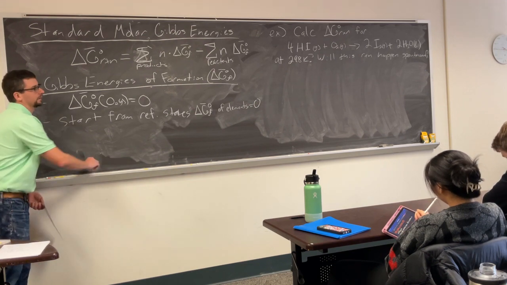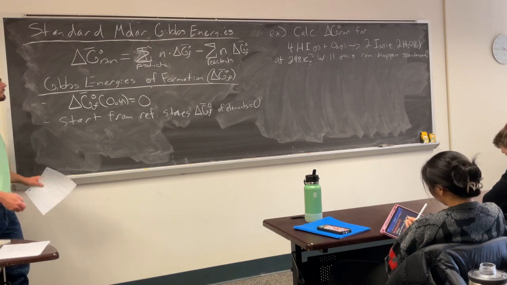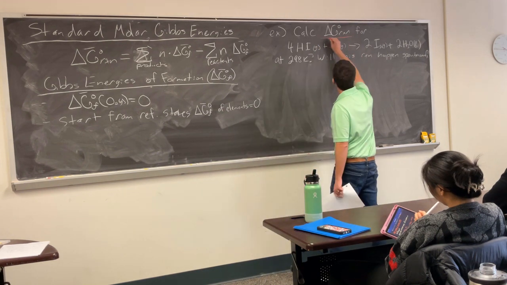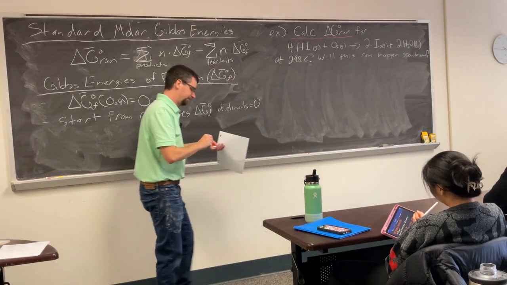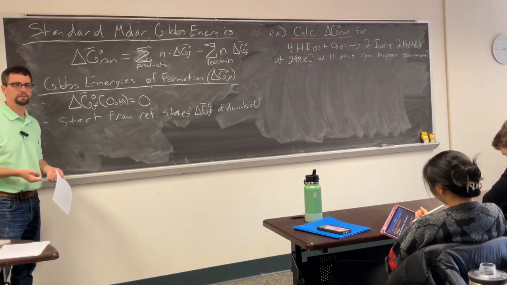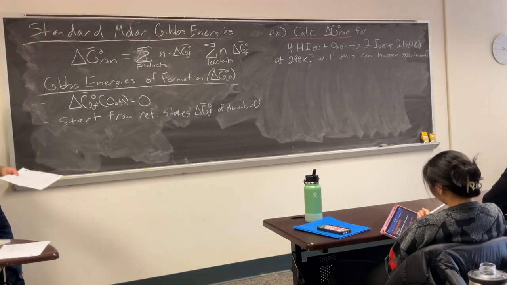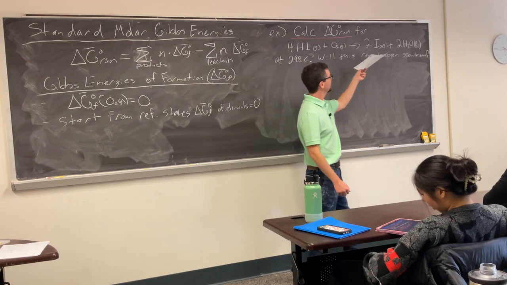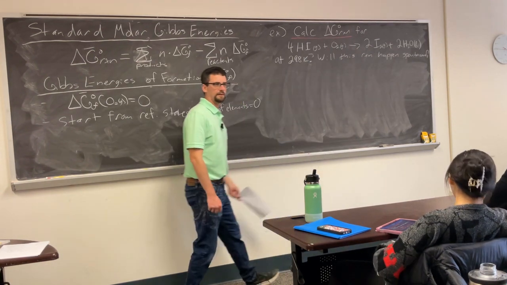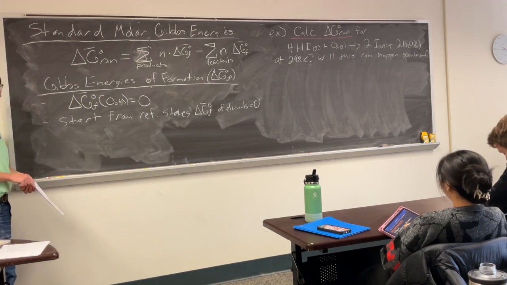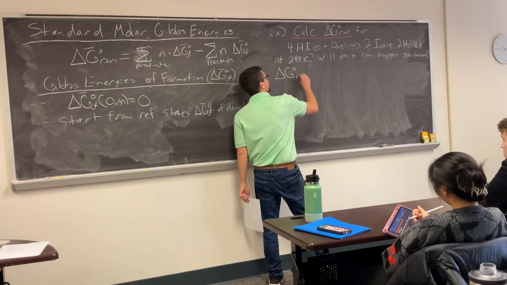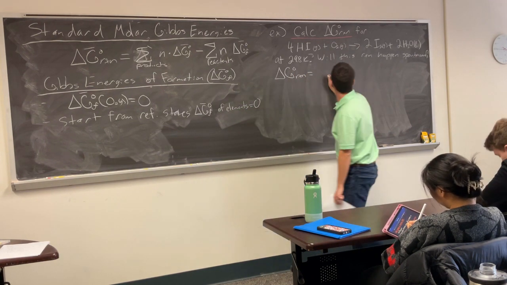Okay, what are we looking for? Okay. What do you suggest we do first? Yeah, we can look up the delta G of formations for each of these things. How's that going to get us any closer to the delta G of reaction? Yeah. Products minus reactants. So we need a product. Give me a product.